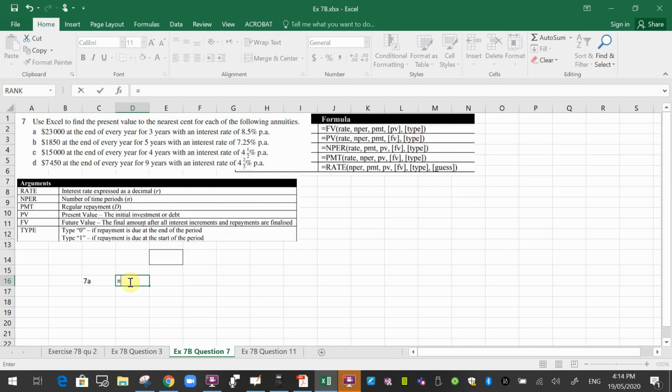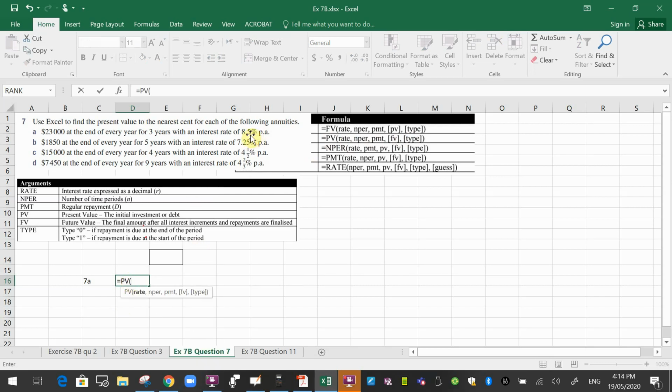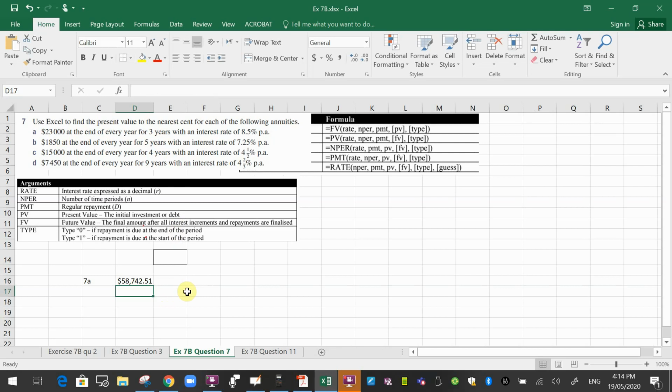So we put equals PV, bracket, rate, we've got 8.5% for our 7A, comma. What is it asking for next? The number of time periods. 3 years. So that's 3, comma. And the payment, 23,000, which we put in as negative 23,000. Don't forget to put a comma in between each input, and press enter. There we go. That's the present value for the answer 7A. And so on.